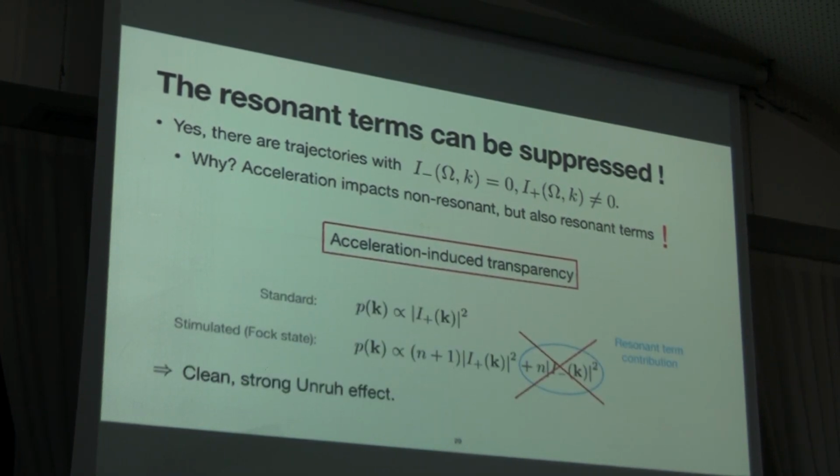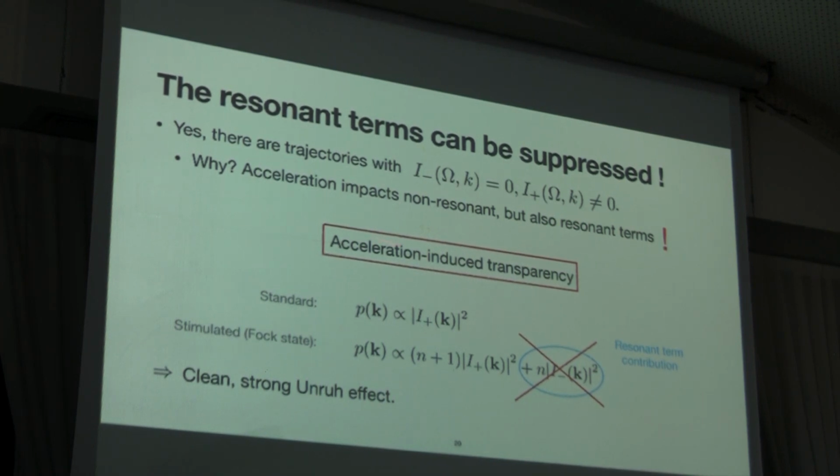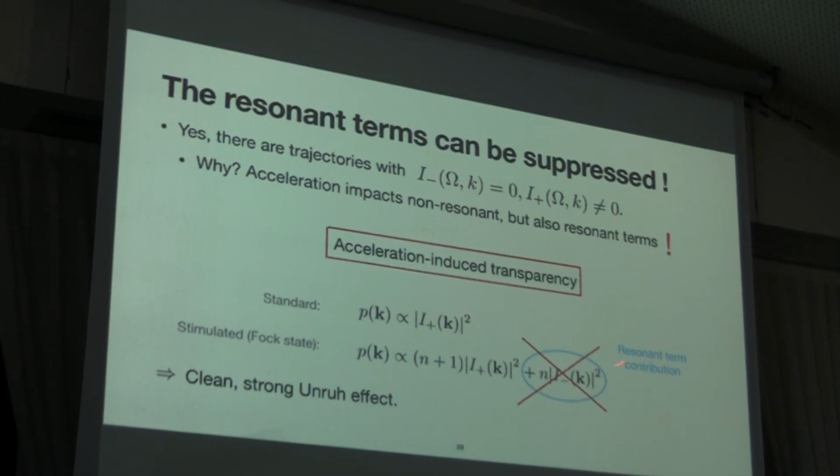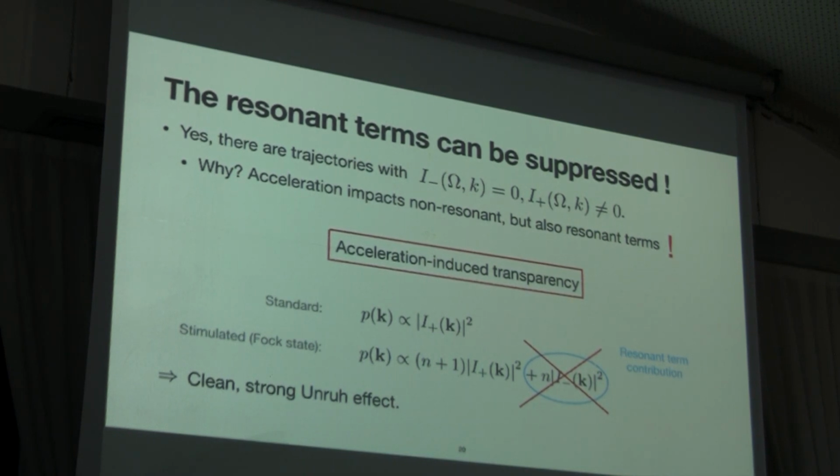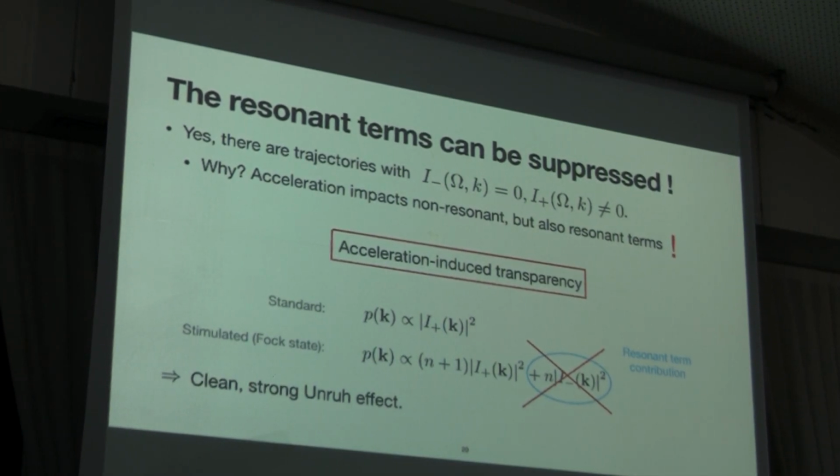Okay, and so what this phenomenon of acceleration-induced transparency will do is cross off the resonant contribution and we'll be left with a clean, strong Unruh effect.